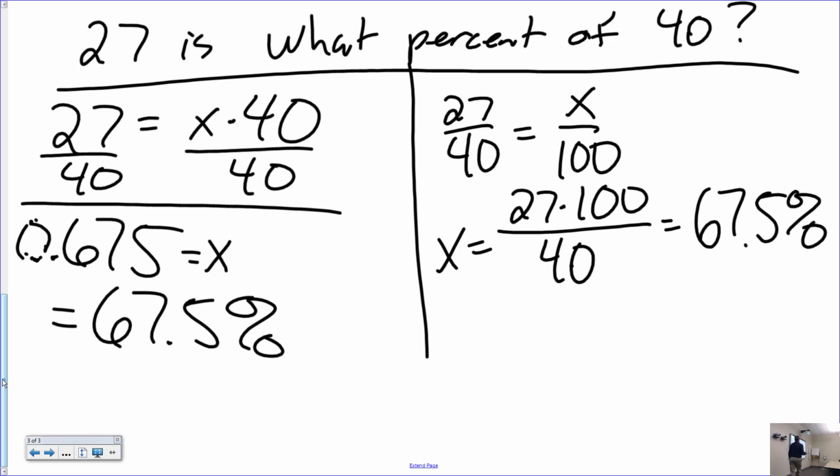This is often why students tend to use the is over of, because then they don't have to worry about it. Is over of takes care of the 100. Because the 100 is in there, you don't have to do the conversion. It's built in. Again, you just have to keep that in mind and adjust accordingly. All right, not too bad?